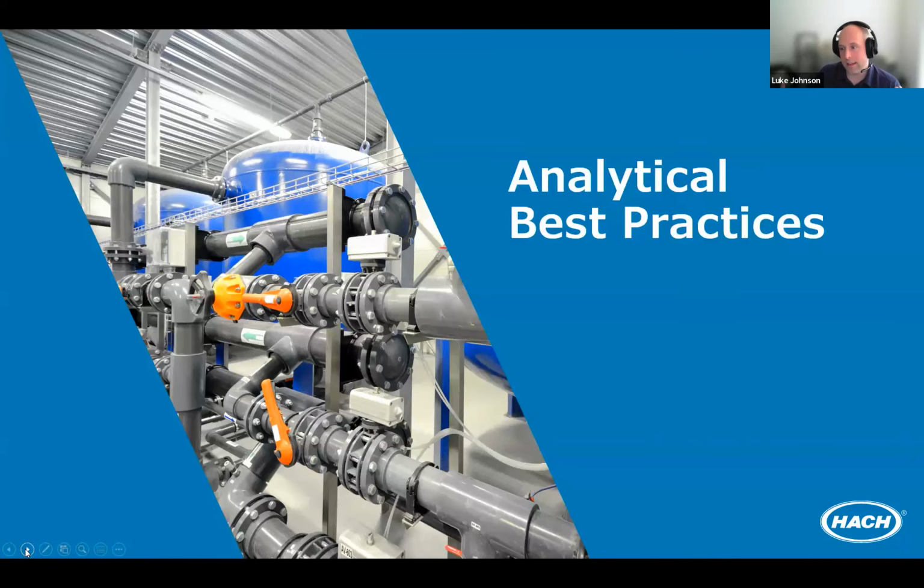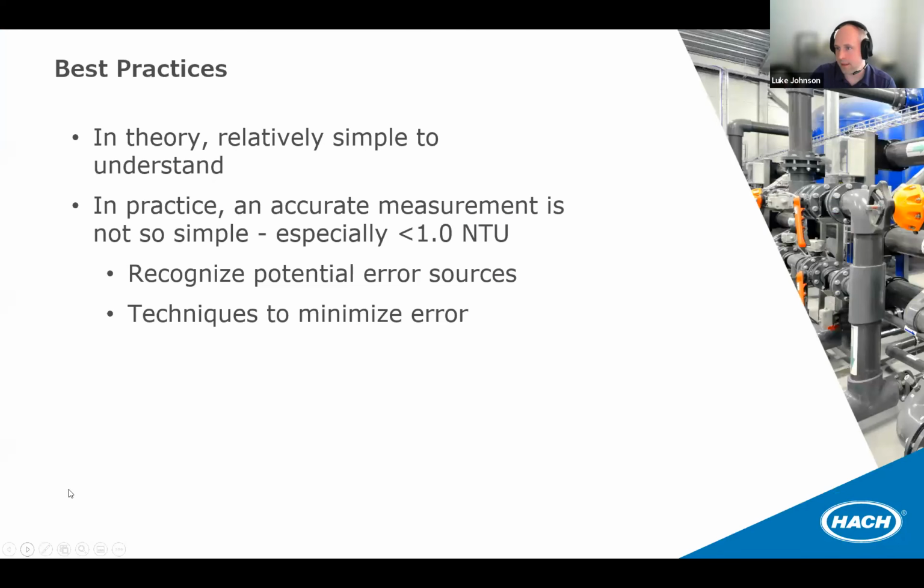And how do we put these instruments and these standards together to get the best measurement, our best analytical practices? So in theory, this is a pretty straightforward measurement. There's not like chemistry going on here. There's just a light shining into a sample and then measuring the light that's reflected off of there. But in practice, it's not especially simple to get a great measurement here. It requires a relative amount of technique and making sure that you're doing the measurement appropriately.